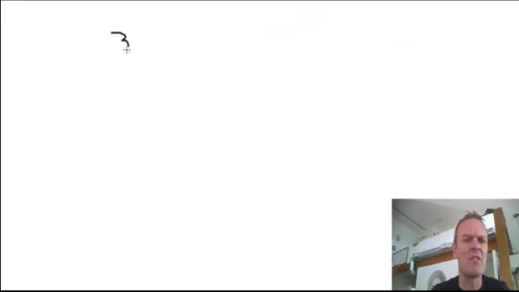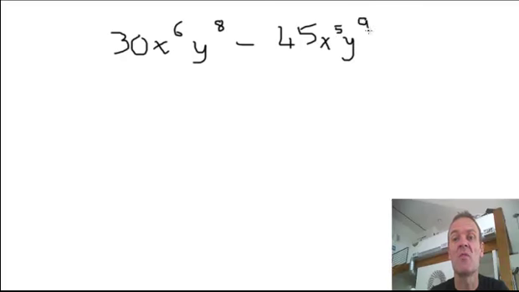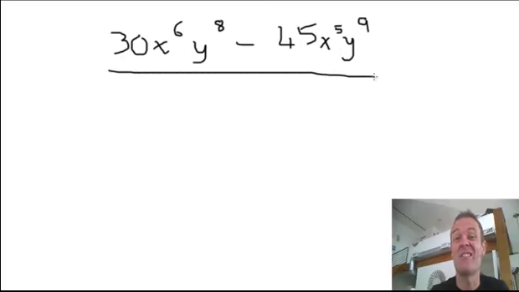Right, suppose I've got 30x6y8 minus 45x5y9. You've got to factor that. So I've got to think to myself, what can I divide them by? 30 and 45, they'll both divide by 15. Yes, they'll divide by 5, but 15 is better. It's the greatest common factor.